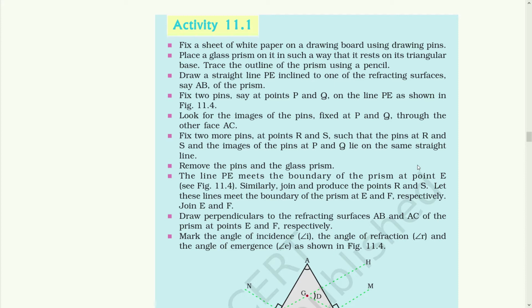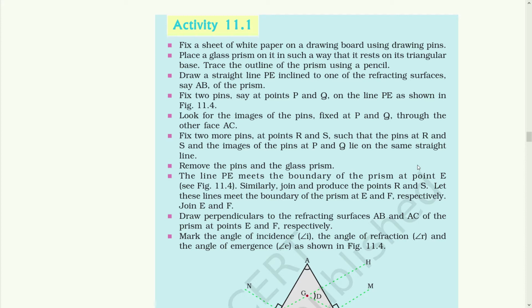Draw a straight line PE inclined to one of the refracting surfaces, say AB, of the prism. Fix two pins, say at points P and Q, on the line PE as shown in figure 11.4. Look for the images of the pins fixed at P and Q through the other face AC. Fix two more pins at points R and S such that the pins at R and S and the images of the pins at P and Q lie on the same straight line.